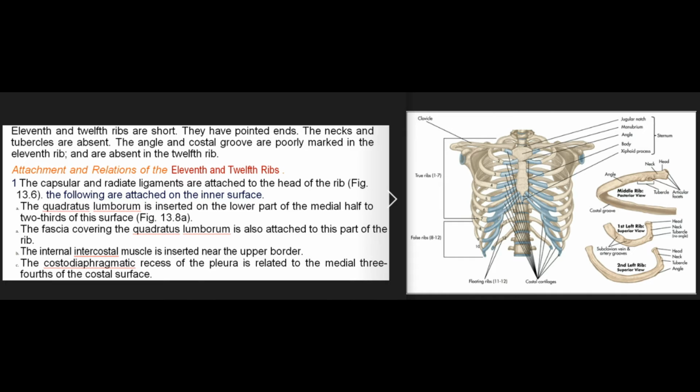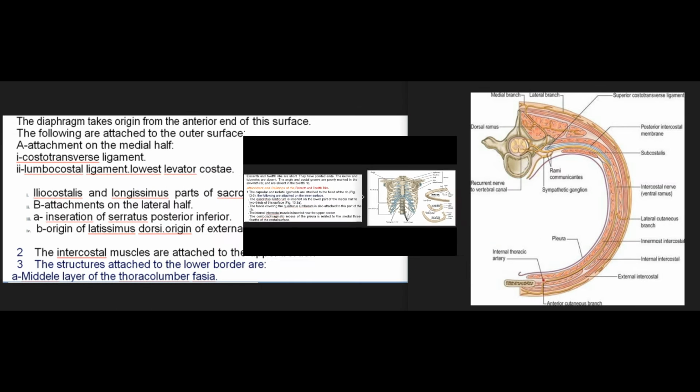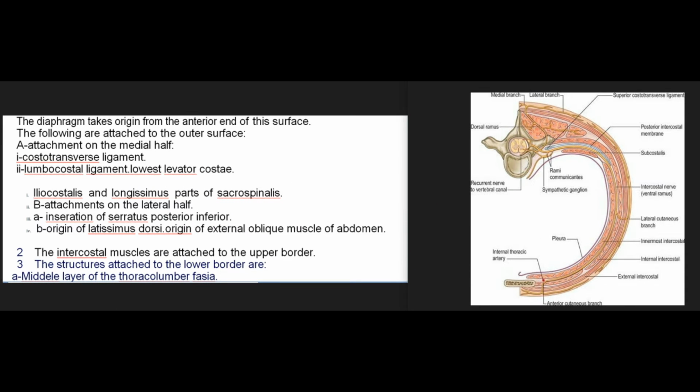Attachments and relations of the 11th and 12th ribs. 1. The capsular and radiate ligaments are attached to the head of the rib, Fig 13.6. The following are attached on the inner surface. The quadratus lumborum is inserted on the lower part of the medial half to 2/3 of this surface. The fascia covering the quadratus lumborum is also attached to this part of the rib. The internal intercostal muscle is inserted near the upper border. The costodiaphragmatic recess of the pleura is related to the medial 3/4 of the costal surface. The diaphragm takes origin from the anterior end of this surface.